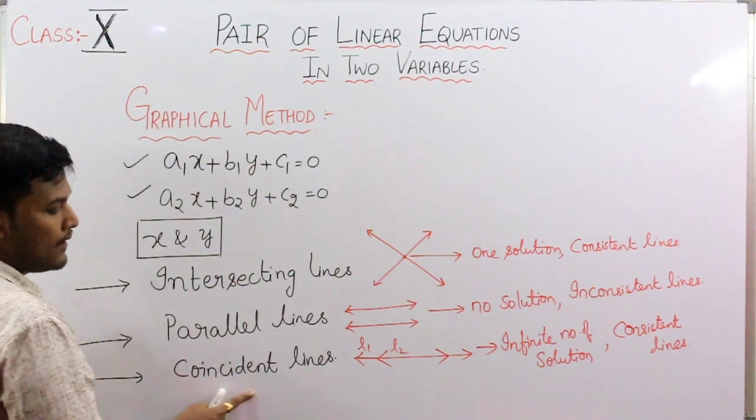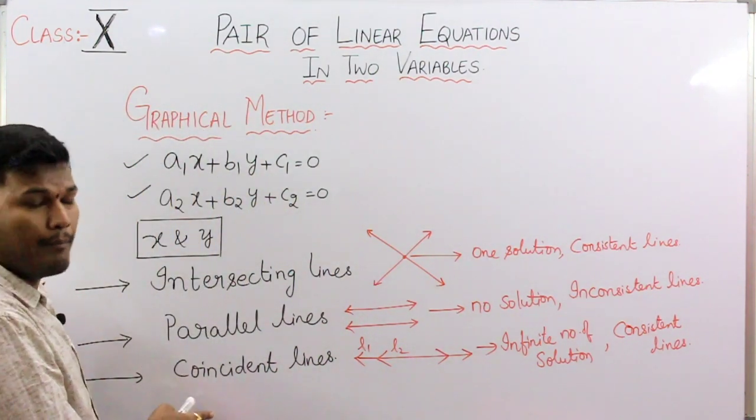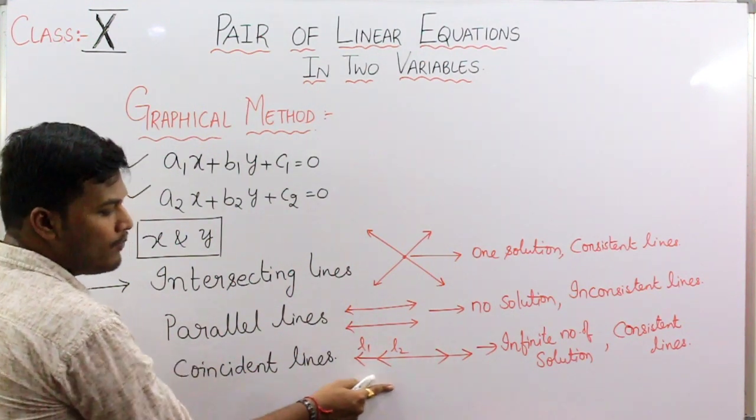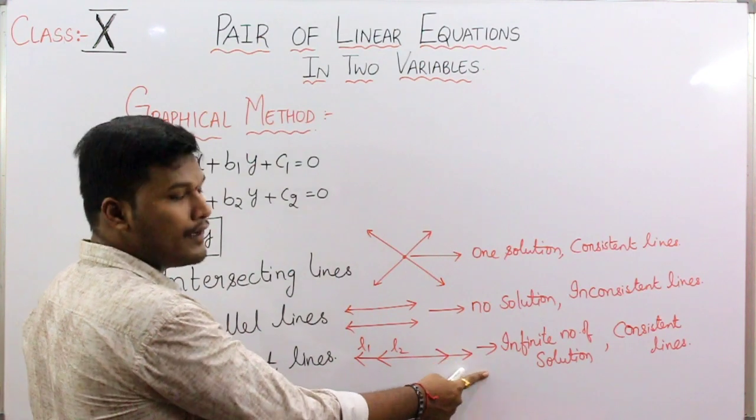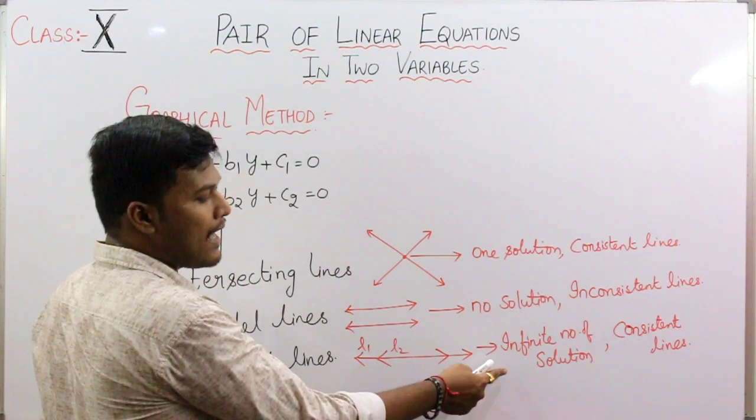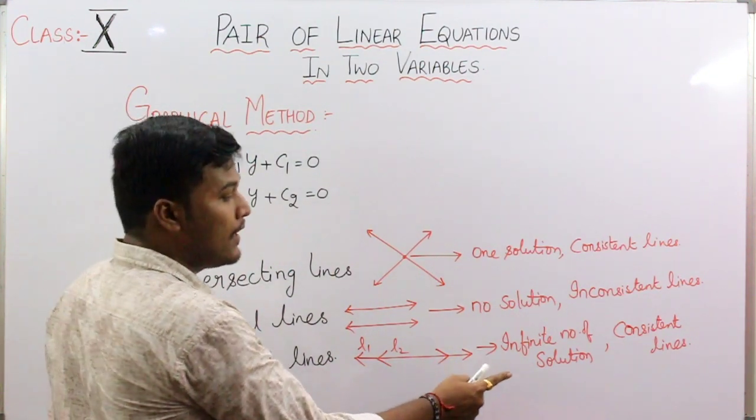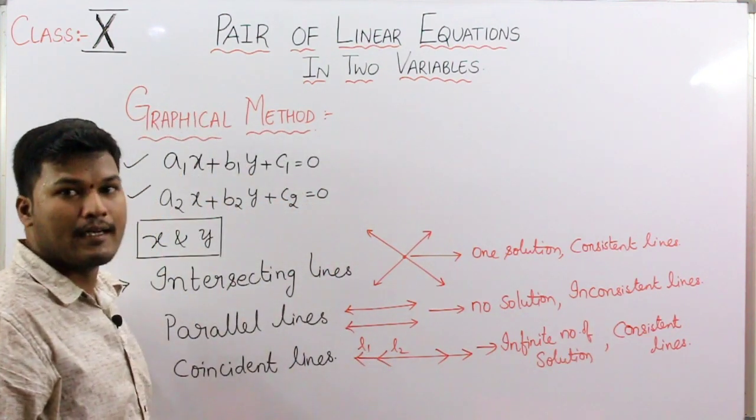And the third type, coincident lines: both the lines will lie on the same line. They will have an infinite number of solutions. As they have an infinite number of solutions, they are called consistent lines.